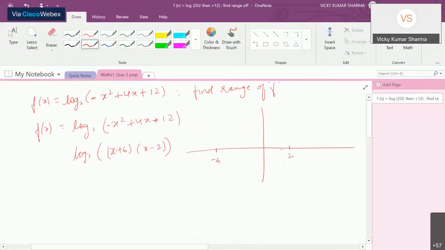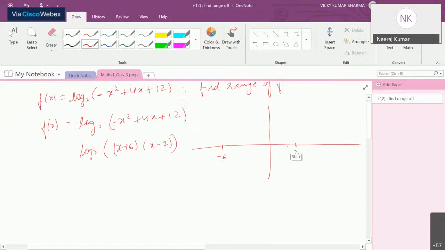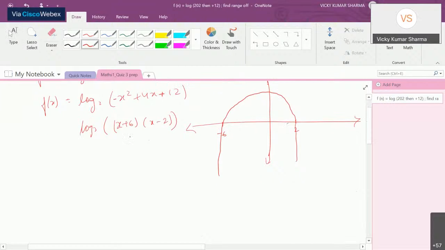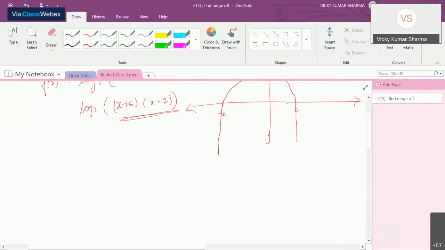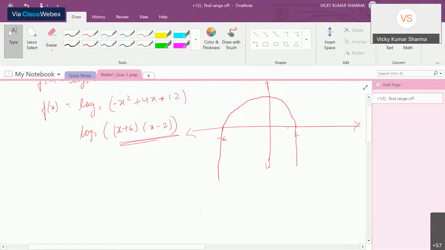Okay. Now, this is going to be a downward parabola, so it's roughly going to look something like this, right? Correct. So we will be interested in the positive side of the curve. Now again this is a log function, and we have to make sure that this is greater than 0. So when this is greater than 0, again two cases, case 1 and case 2. When x plus 6 is greater than 0 and x minus 2 is greater than 0, and the other is x plus 6 lesser than 0, x minus 2.